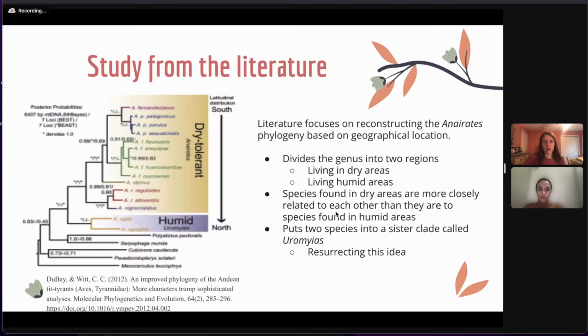The study from the literature focused on reconstructing the Enierates phylogeny based on geographical location as well as climate. This was a reconstruction of a previously made phylogeny, and it divides the genus into two regions based on temperature, either humid or dry. It found that those in drier regions are much closer related to each other, whereas those in humid regions form their own group. It also created a sister clade called Euromeus for those in a humid region, which resurrected the idea of this sister clade existing, as previous phylogenies and scientists had said that it was not a thing.